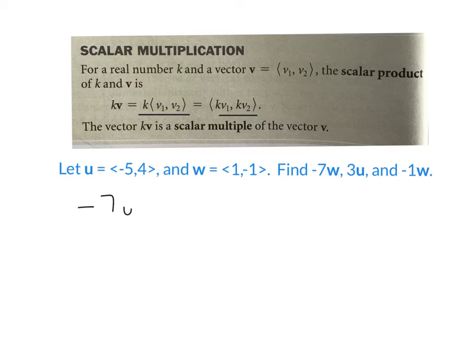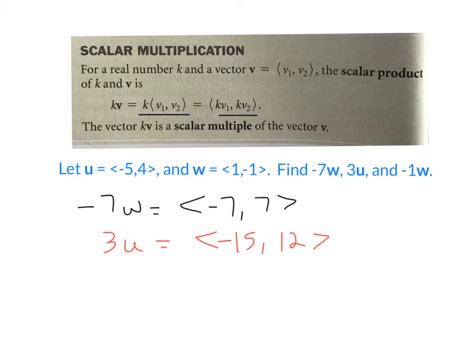Well, for -7w, you just multiply both numbers in there by -7. So it'd be (7, -7). The second part says to find 3 times vector u. So multiply vector u by 3, which would give you (-15, 12). It's that simple.